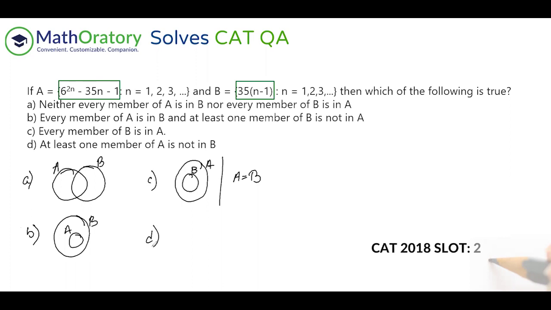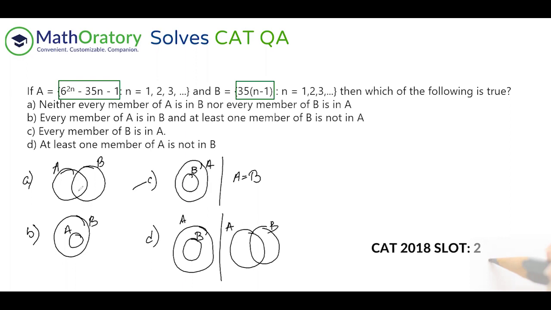D says at least one member of A is not in B. So this could be a couple of options. One is something like this, which is similar to the above, or it could be something like this. I can straight away say D cannot be the answer, because if D is the answer, then either of these will be true. So that is very silly. Anyhow, we'll not check too much into this, but then how to evaluate?